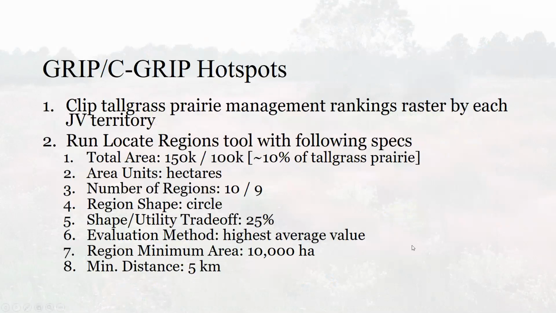We use this highest average value evaluation method. There's a variety of different evaluation methods you can use, and we played with most of them. And highest average value is the default and seemed to work the best as well. So we stuck with that. This shape utility trade-off is basically just telling you how much emphasis it's gonna put on making hotspots that are in the shape you choose, in which we chose circle. We're not actually interested in that shape very much, so we have a low value here to prioritize higher quality areas instead of focusing on creating some shape.